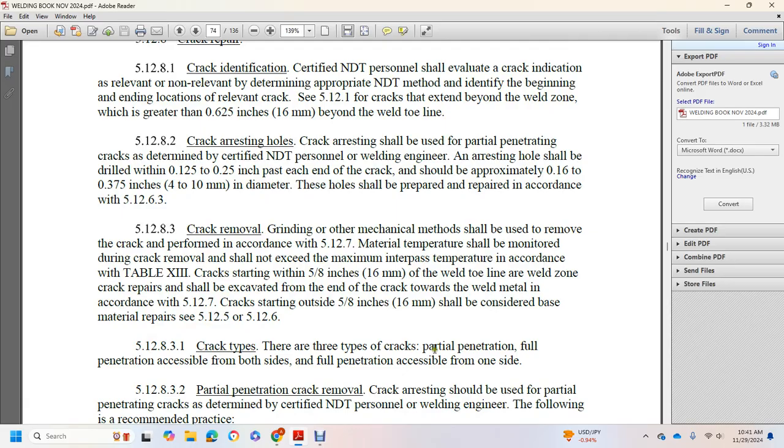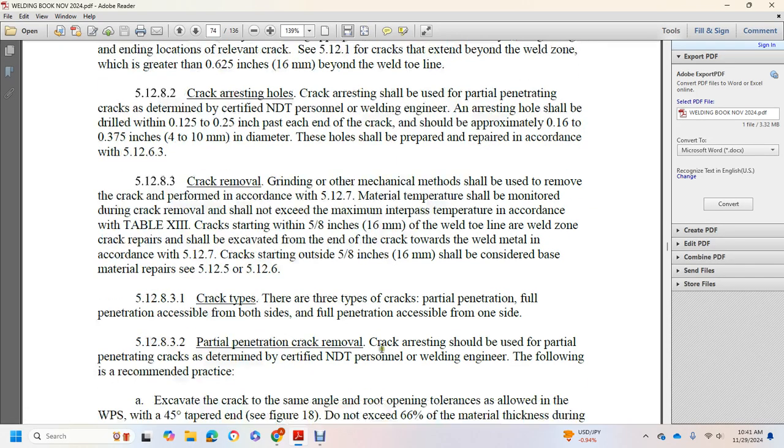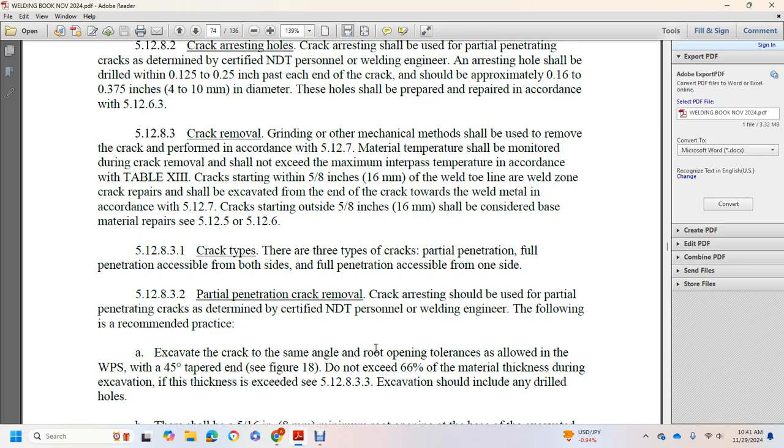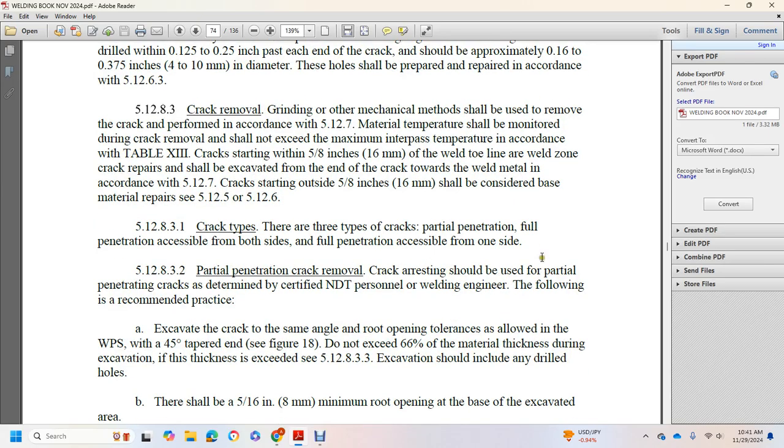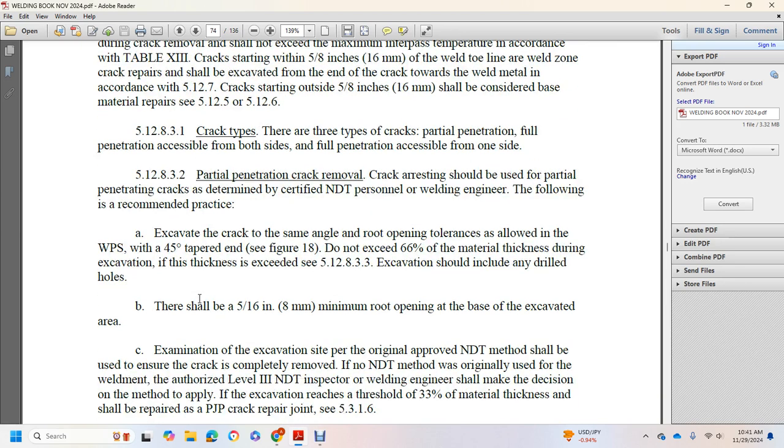Crack types. There are three types of cracks: partial penetration, full penetration accessible on both sides, and full penetration accessible on one side. Partial penetration crack removal: crack arresting should be used. Partial penetration cracks are determined by certified non-destructive testing personnel and the welding engineer, following the recommended practice.